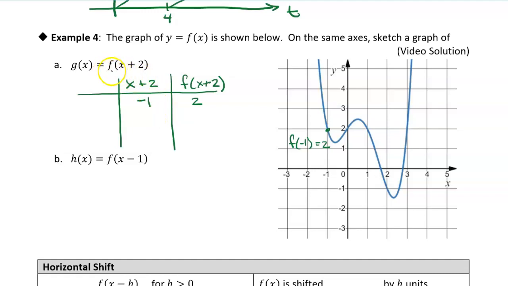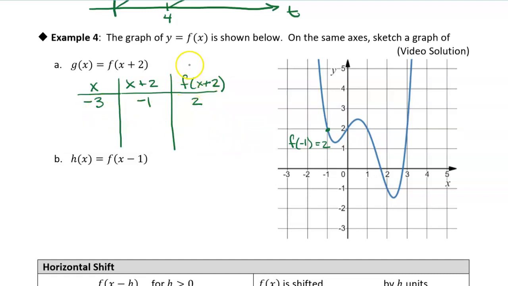Now the input to f of x is x plus 2, and I want the input to be -1, so what does x have to be? It would have to be -3. If I add 2 to -3, I get -1. And so what's happening is that now if x is equal to -3, then I get f of -1, which I know is 2. Okay, so now I can plot the point.